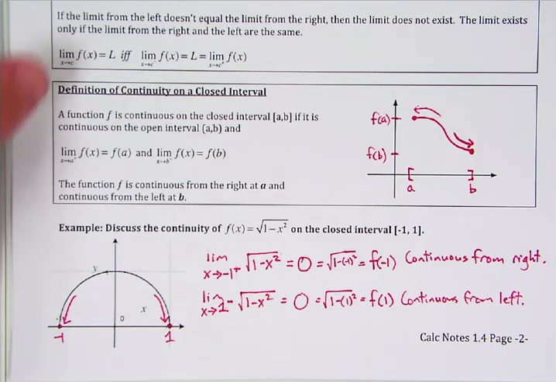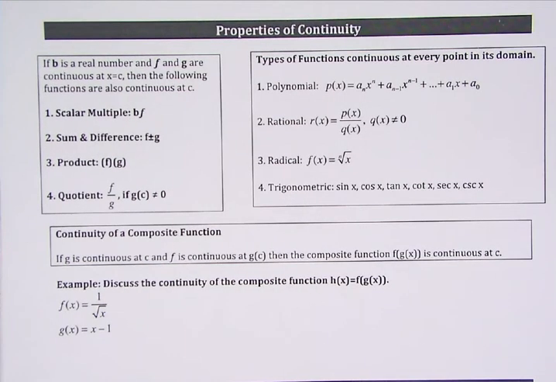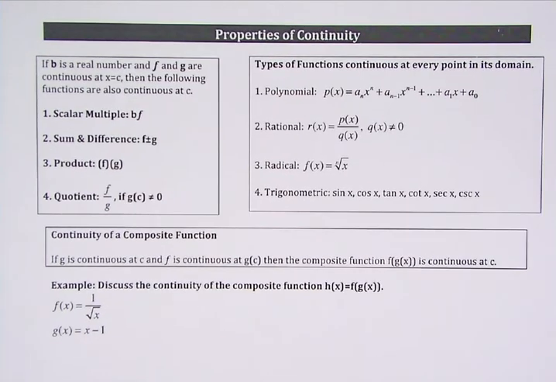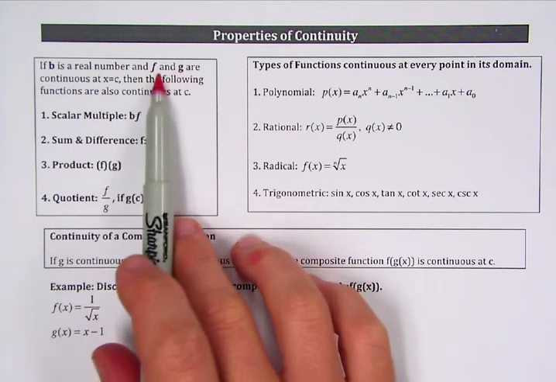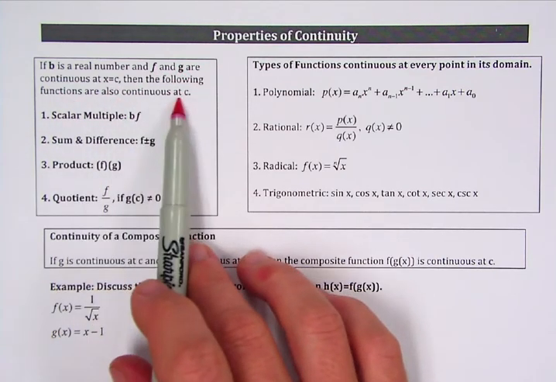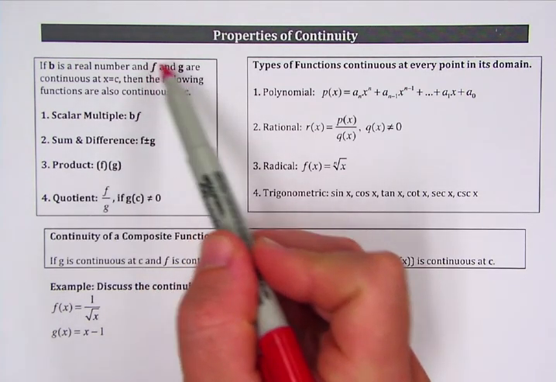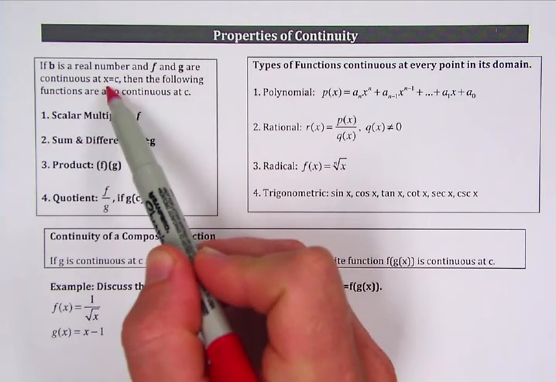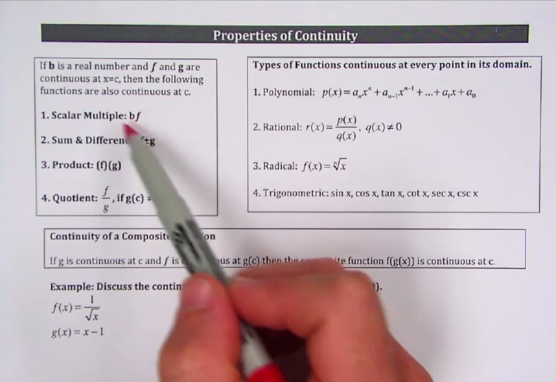All right, let's move on. So some properties of continuity, just want to share them with you. You can tuck them away as tools to be used later. So if b is a real number and f and g are continuous at x equals c, then the following functions are also continuous at c. So if we can just have two basic functions that we know are continuous at c, then we know these things are also true to be continuous.